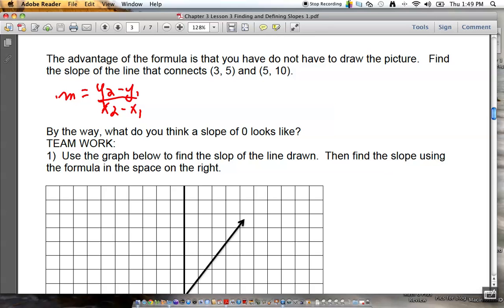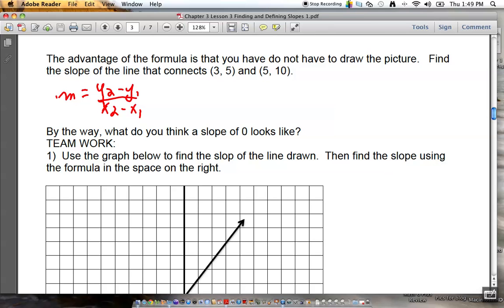Now, first off, when kids look at this for the first time, they get spooked. It's kind of like seeing a vampire. Slope is y sub 2 minus y sub 1 over x sub 2 minus x sub 1. What is that? I don't get it. Really, really simple. All this means is the y from the second point minus the y from the first point, over the x from the second point minus the x from the first point. Now, I don't care what the first point and the second point are. It makes no difference. It always works out correct either way.